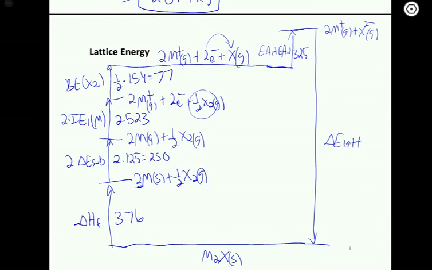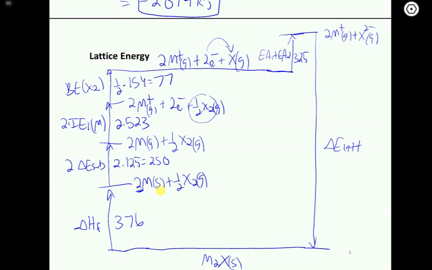So anyway, we have this cycle, and then we're going to just set everything equal to 0 and go all the way around. So 0 is equal to 376 plus 250 plus, what is it, 1046 plus 1046 plus 77 plus 325 plus the lattice energy.